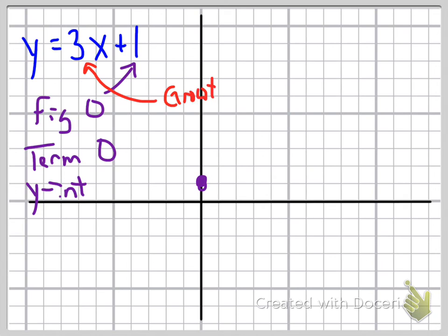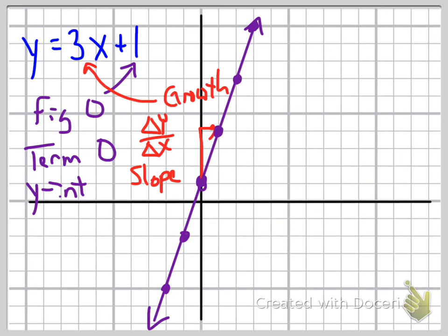The 3 was my growth when we looked at the tile pattern. It was my change in y over change in x on a table. It is the slope when we are looking at a graph. So with a slope of 3, that is 3 over 1. I go up 3 to the right 1, and I can continue that pattern: up 3 to the right 1, up 3 to the right 1. I can also continue it in the other direction and draw on my line.